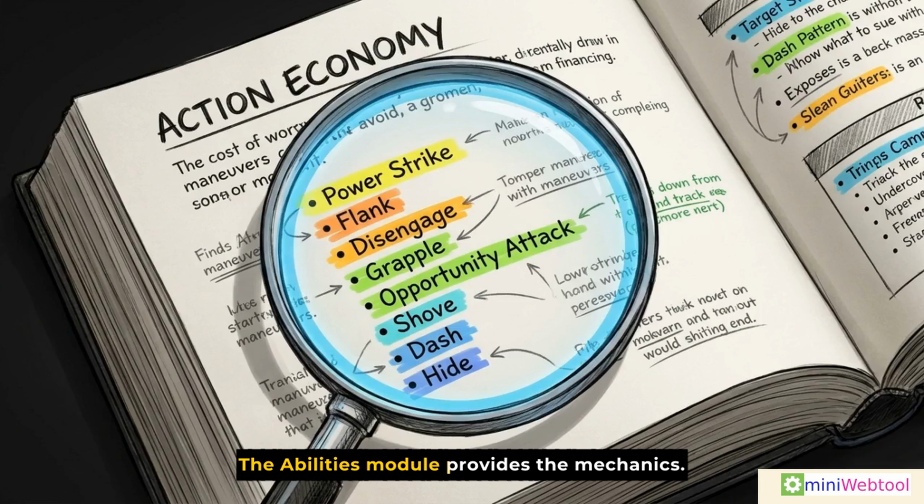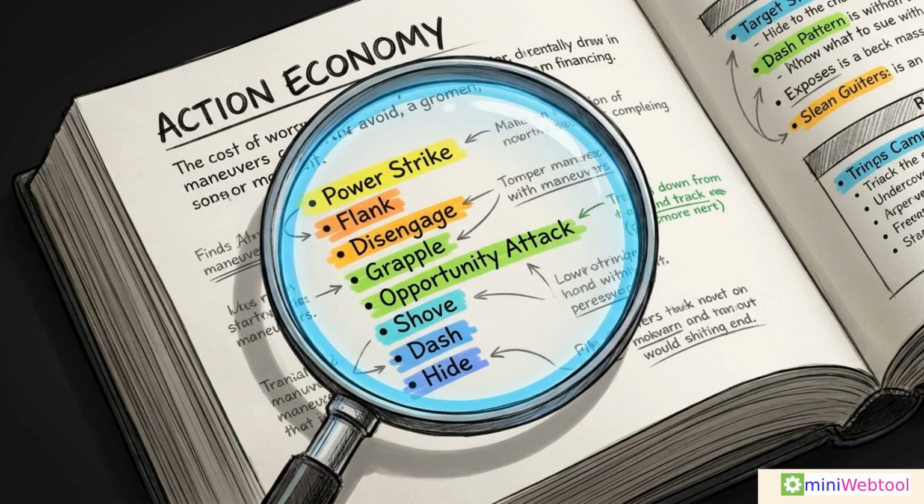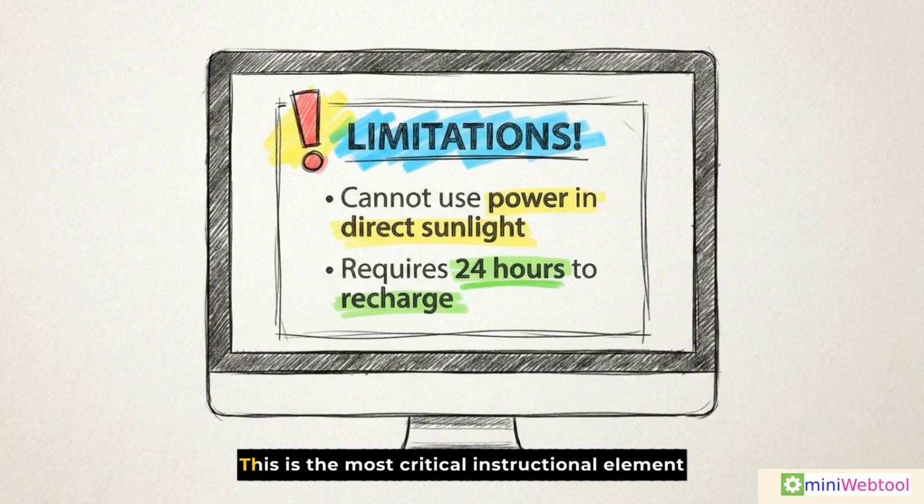The abilities module provides the mechanics. These are the concrete actions your character is permitted to execute in a game or story. Next, we focus on the limitations. This is the most critical instructional element provided by the entire generation process.